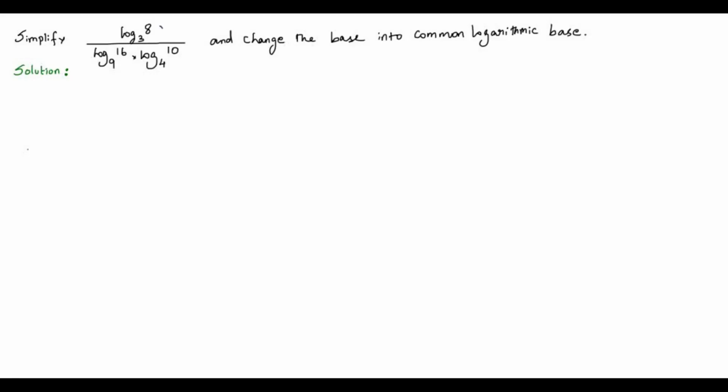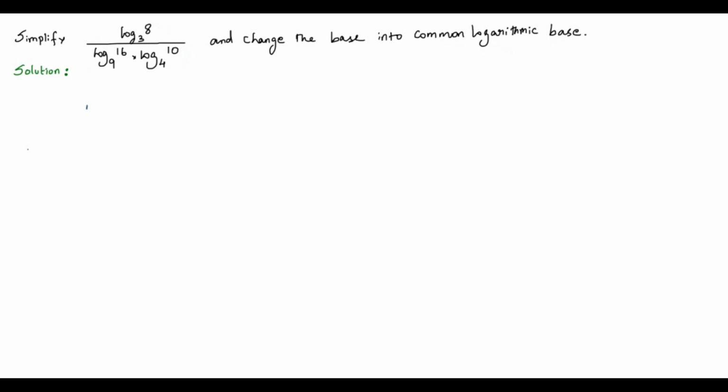Here we have a problem on logarithm. Let's read the question. Simplify log 8 to the base 3 divided by log 16 to the base 9 times log 10 to the base 4 and change the base into common logarithmic base. So in this problem, our work is to simplify the given logarithmic expression, and we have to give our answer with common logarithmic base, that is 10.